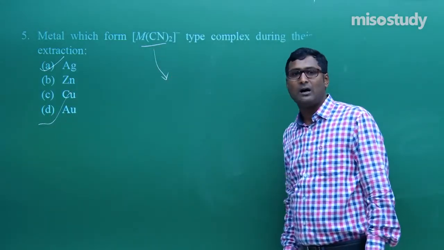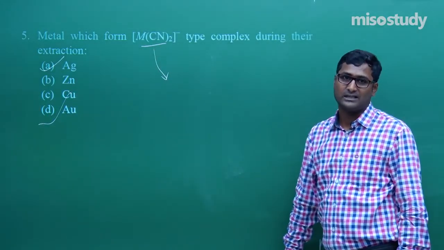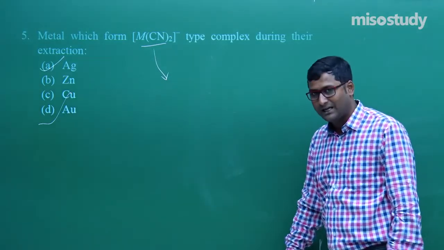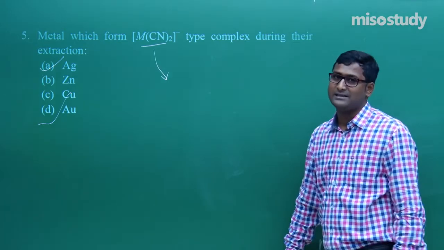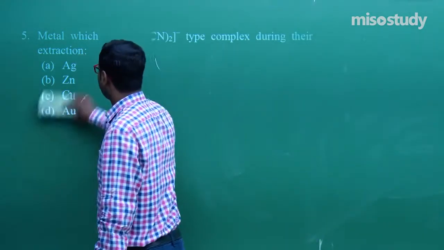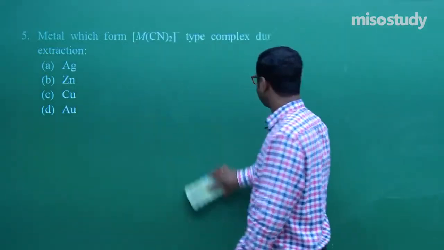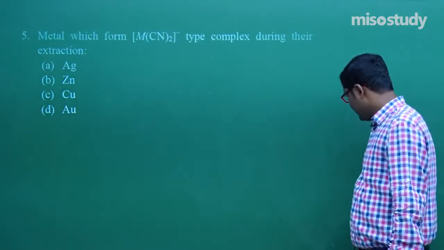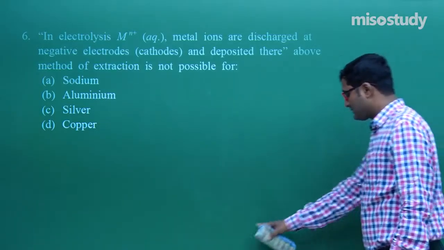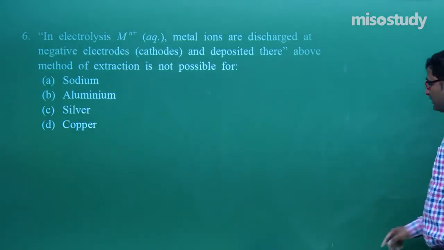This is also a multiple choice type question. Clear, friend? So for question number 5, what I am telling, A and D is the correct option. Now let's move to the next section. Listen carefully. That is for question number 6. Read the question carefully.